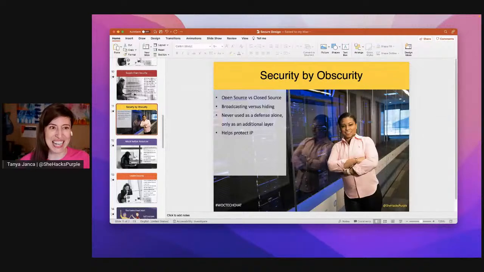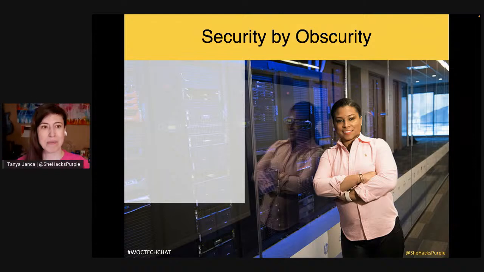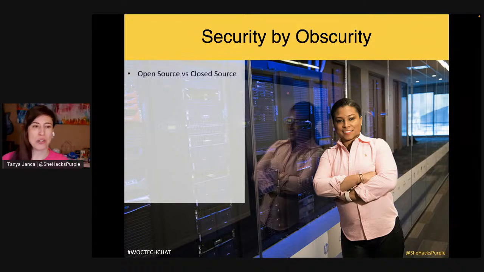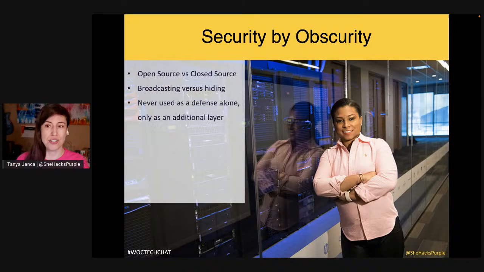Okay, next slide. Security by obscurity. So this basically means open source versus closed source, or broadcasting versus hiding. I don't feel that you should ever use this as your only layer of defense. But if you are doing multiple layers of defense, this could be one of them, right? It's not enough on its own. It's definitely not. But it can help to protect your intellectual property.